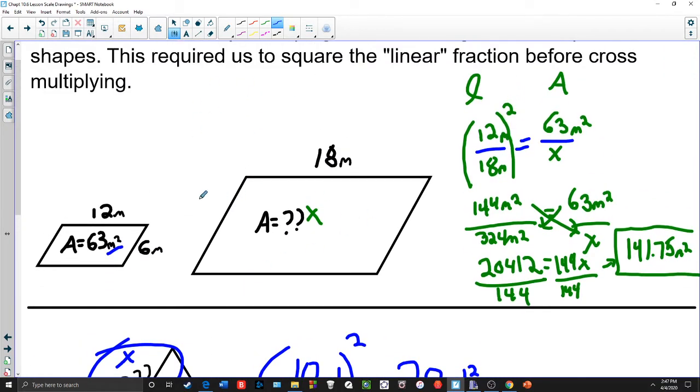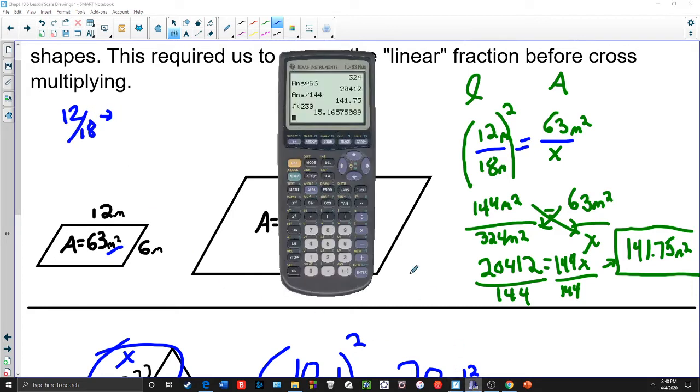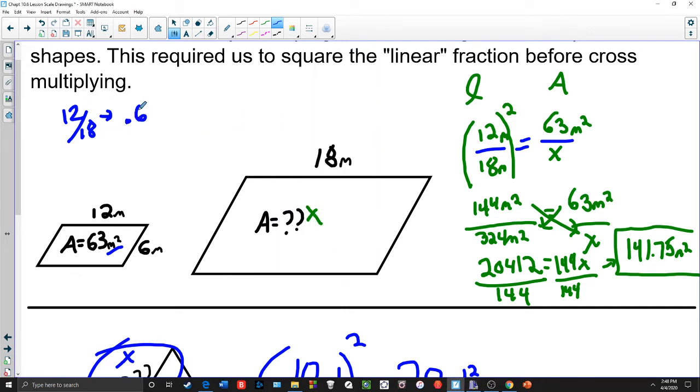So what you could do here is this scale factor is, again, what you multiply or divide by to go from one shape to another. So for example, let's take the scale factor, 12 over 18, and let's make it into a decimal. So 12 over 18 is 0.6 repeating.